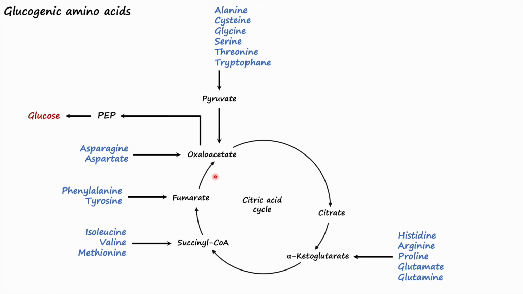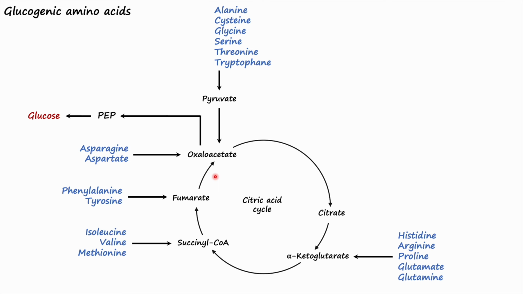Now these amino acids are named glucogenic because they can produce glucose under conditions of low glucose, and because they can be used in synthesis of glucose, that is actually the reason they are called glucogenic amino acids. Or other substrates, they can also be called glucogenic substrates.